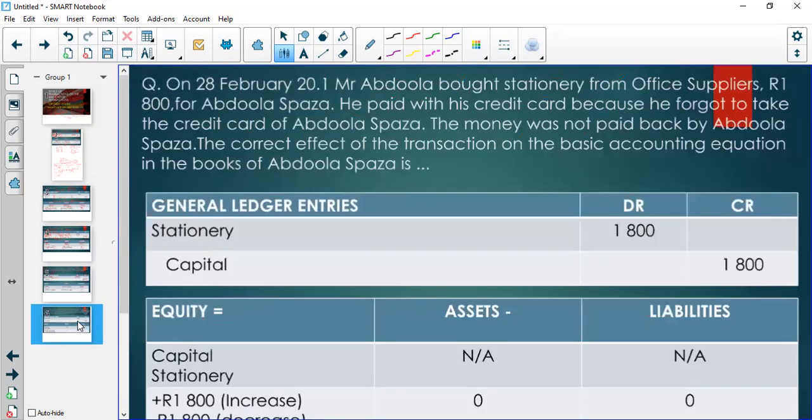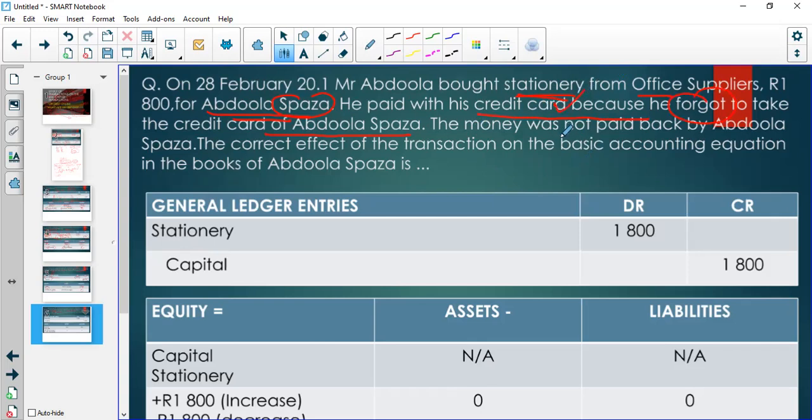Right, finally, we have something here. All right, so this is a case of the owner who wants to buy stationery for his business, the Abdullah's Plaza. So the owner realizes that he doesn't have the credit card of the business. What he has is his own personal credit card. He forgot. So he decides to pay using his credit card.